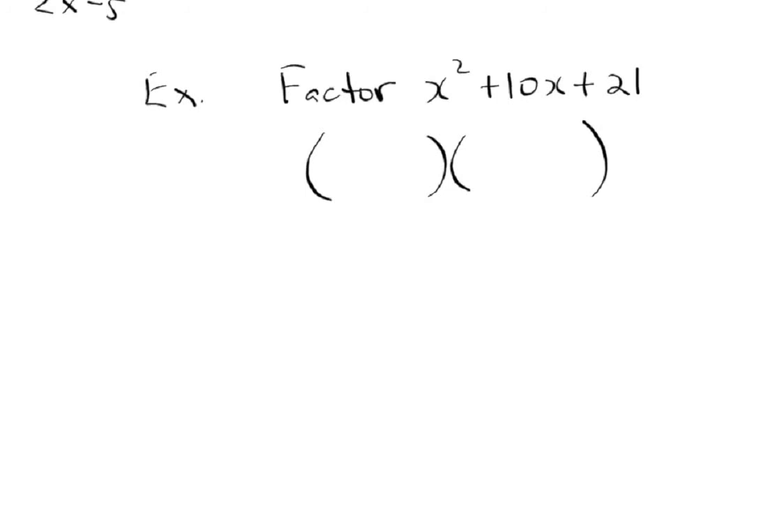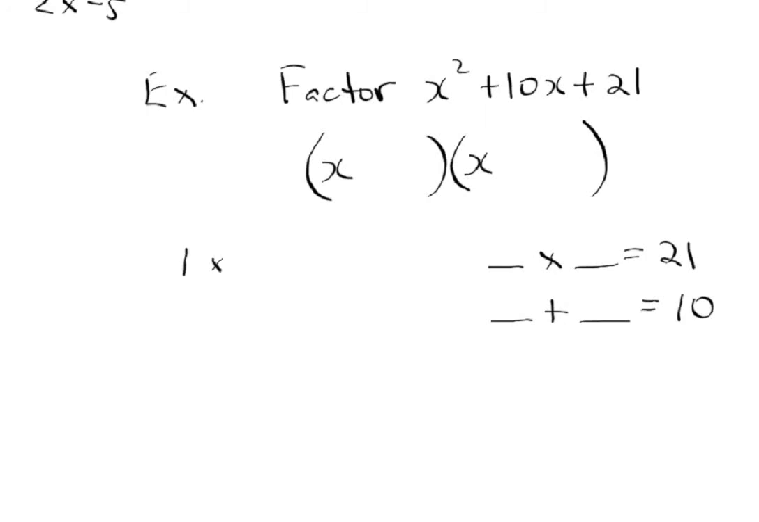So I see x squared, so I know it has to be x times x. Now what I'm looking for are two numbers that multiply together to make positive 21. Those same two numbers have to add up to make the positive 10 in the middle. So now it's just a matter of running through all the different possibilities.